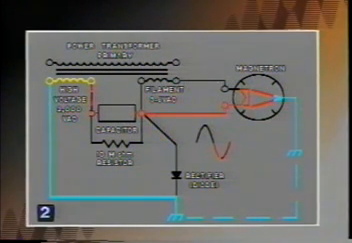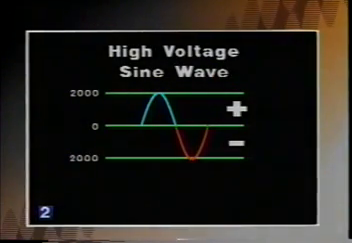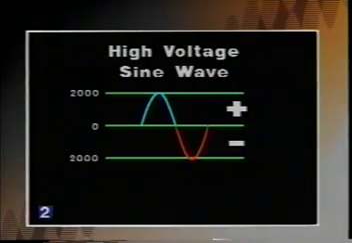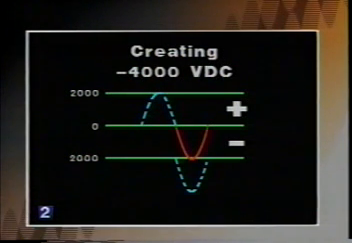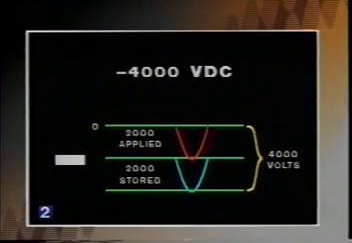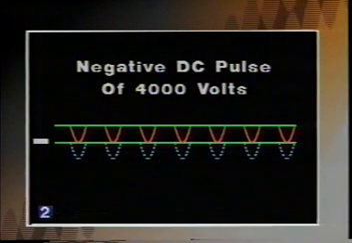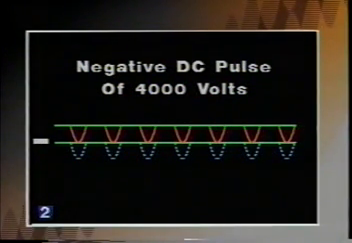The 4,000 volts fires through the magnetron on the negative portion of the sine wave, thus creating the negative DC pulse of 4,000 volts. The energy that is stored in the capacitor during the positive sweep of the sine wave is added to the 2,000 volts that is generated during the negative portion of the sine wave and produces 4,000 volts to fire the magnetron. This is how the negative DC pulse of 4,000 volts is produced.